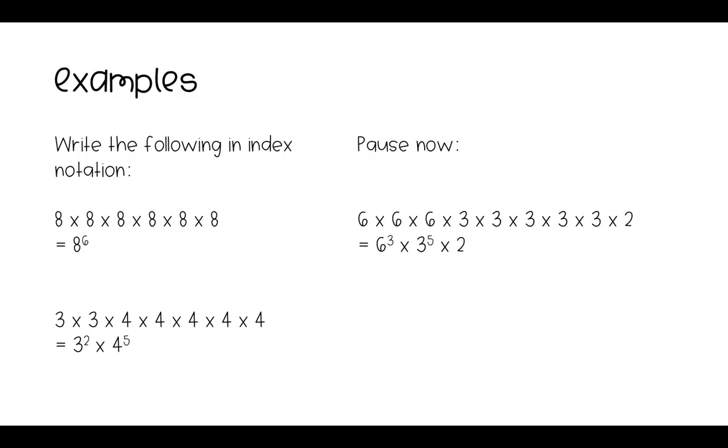Okay, so you should have got 6 to the power of 3 times 3 to the power of 5 times 2. Now, 2 doesn't occur more than once, so we just write it as 2. Pause it again and do this one, and then come back. So you should have had 12 to the power of 3 times 9 squared.